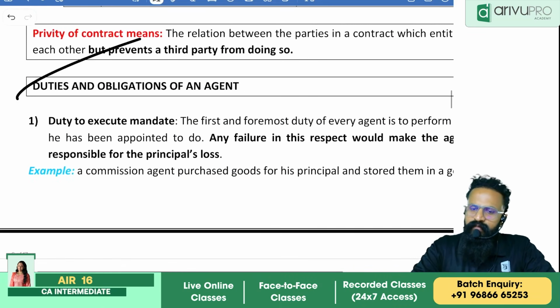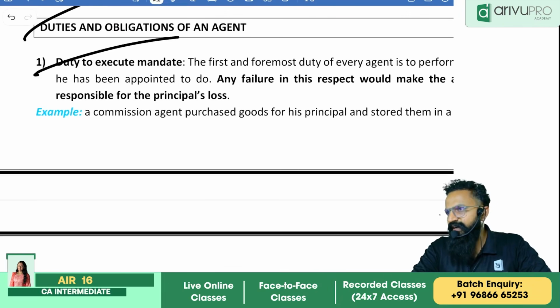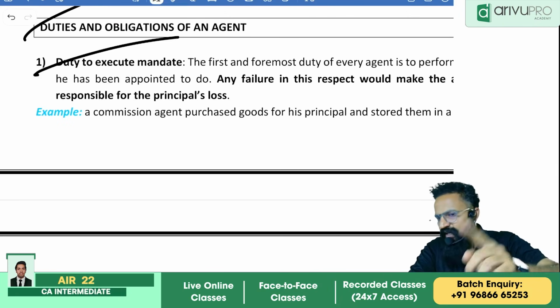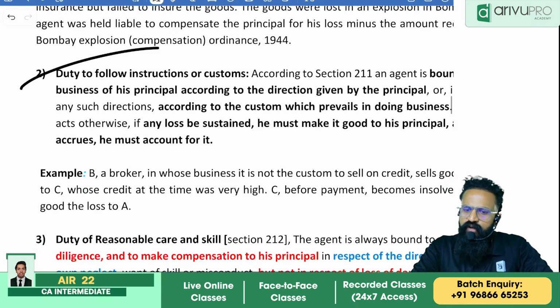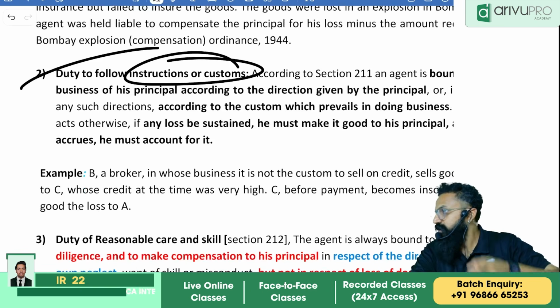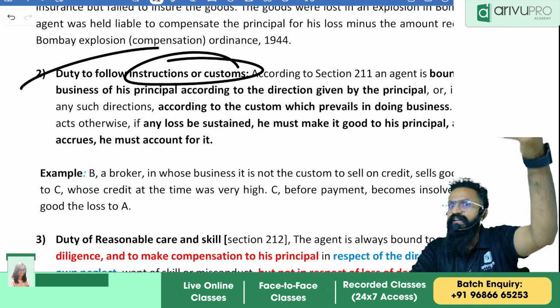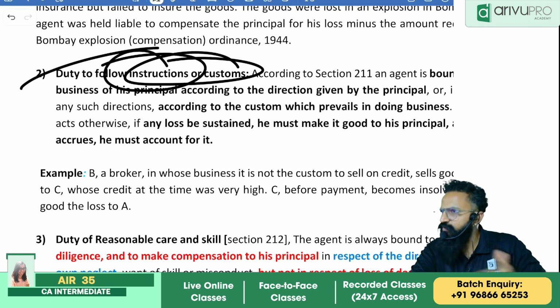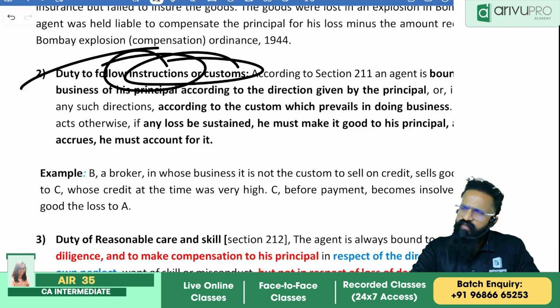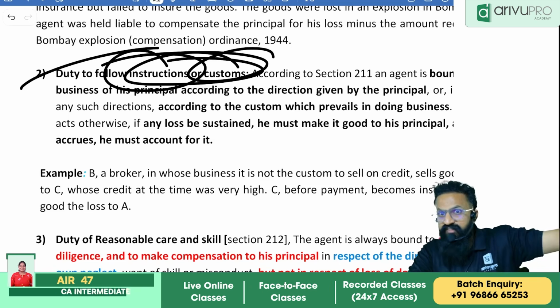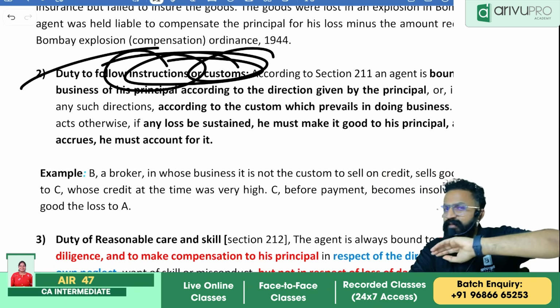Okay, duties and obligation of an agent. Duty to execute mandate. Principal clearly told, my goods are there, take insurance on it. It is a duty to take insurance on it. Duty to follow instructions or customs, meaning if I tell you to follow some instructions, follow that. Can I give some goods on credit to someone? Follow instruction. If I told you to give, give. If not, don't give. Sir, what if you have not said anything? Then follow customs.